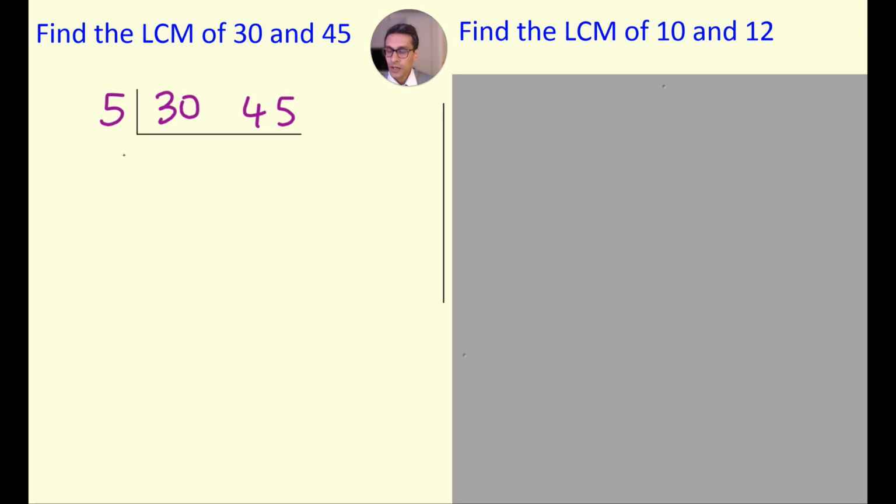Okay, so I'm now going to have a go. We're going to divide this by 5. So 30 divided by 5 is 6. 45 divided by 5 is 9.